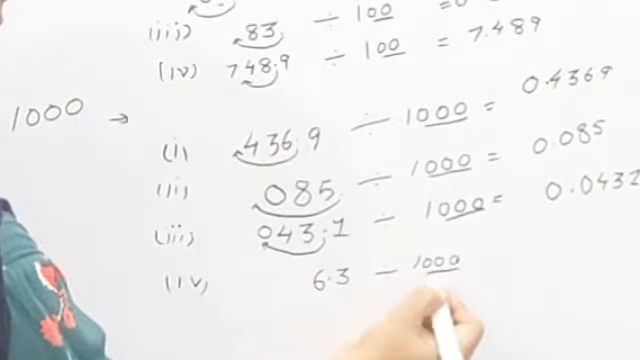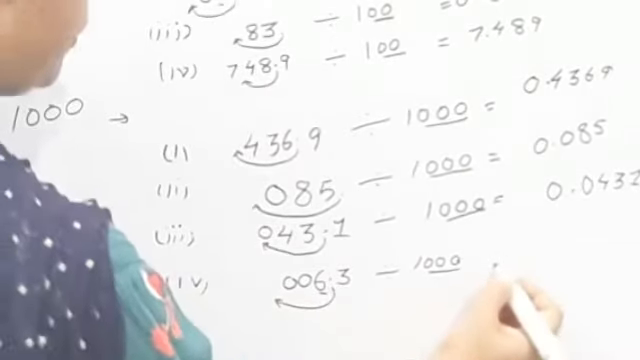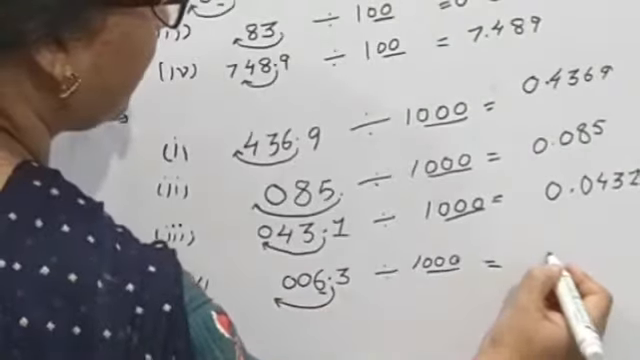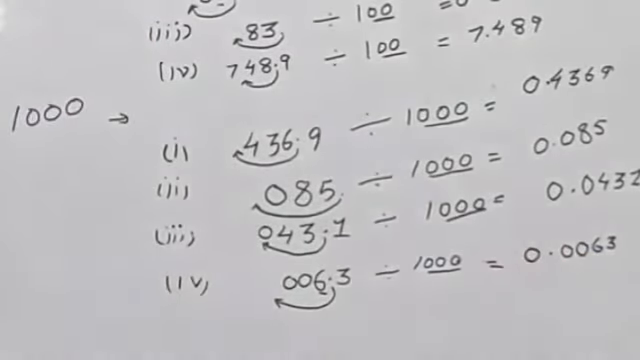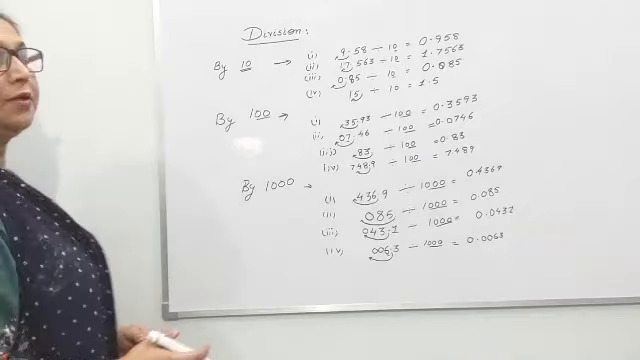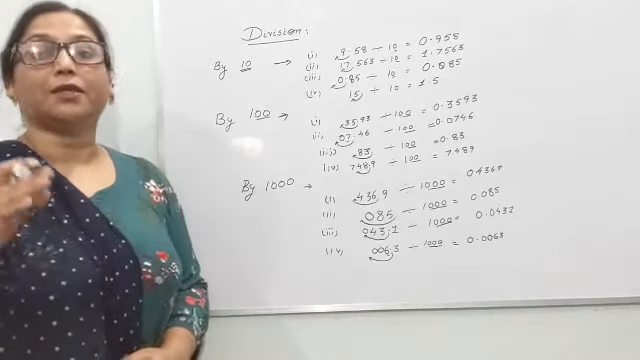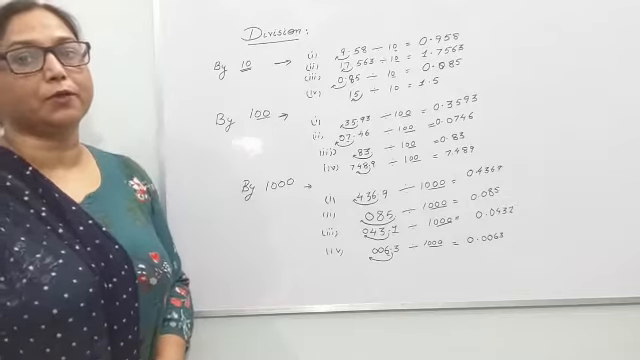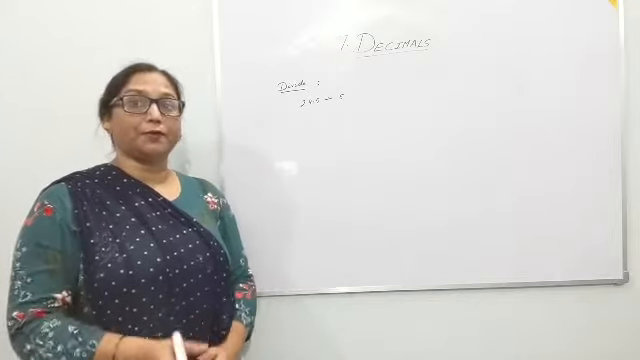6.3 divided by 1000 means 3 zeros. So decimal will shift 3 places towards left, but we have only 1 digit. So add 0 in the direction of shifting. How many more zeros needed? 2. 1, 2. Hence the decimal comes in front of these 2 zeros. So answer is 0.0063. So division by 10, 100, 1000 is a one-step process just by shifting the decimals towards left according to the number of zeros in the divisor. So now we are on division of a decimal number by a perfect whole number.